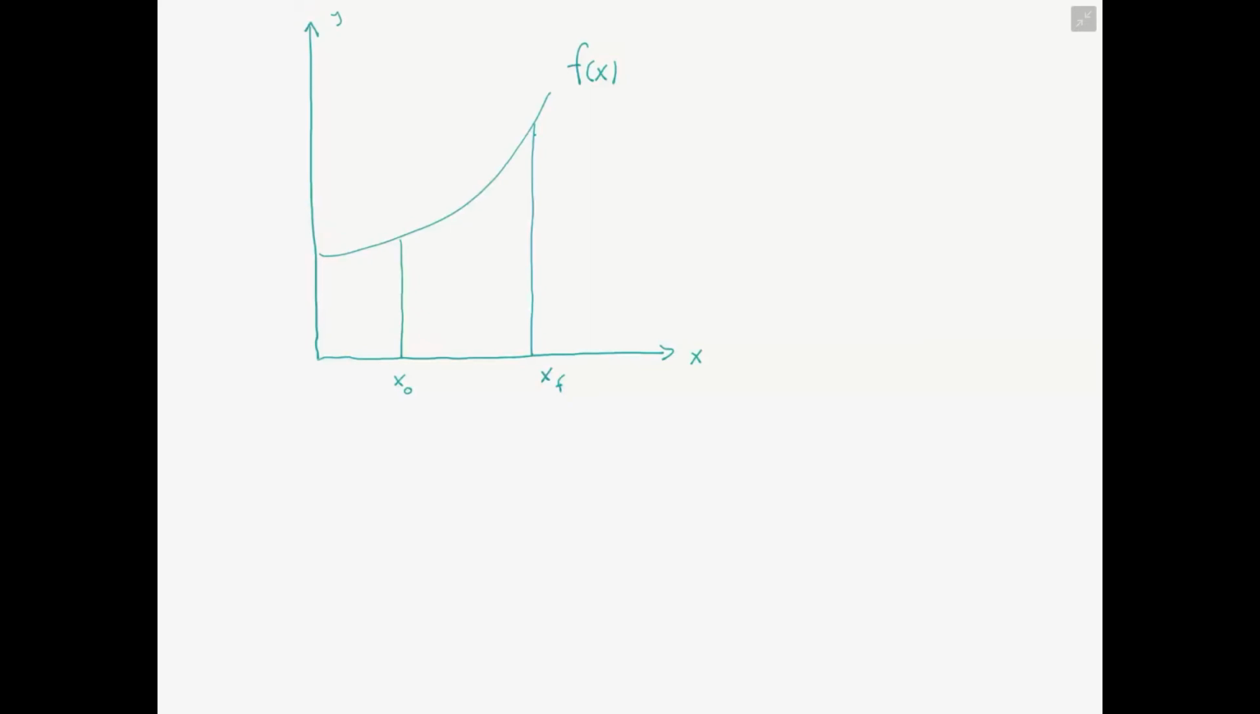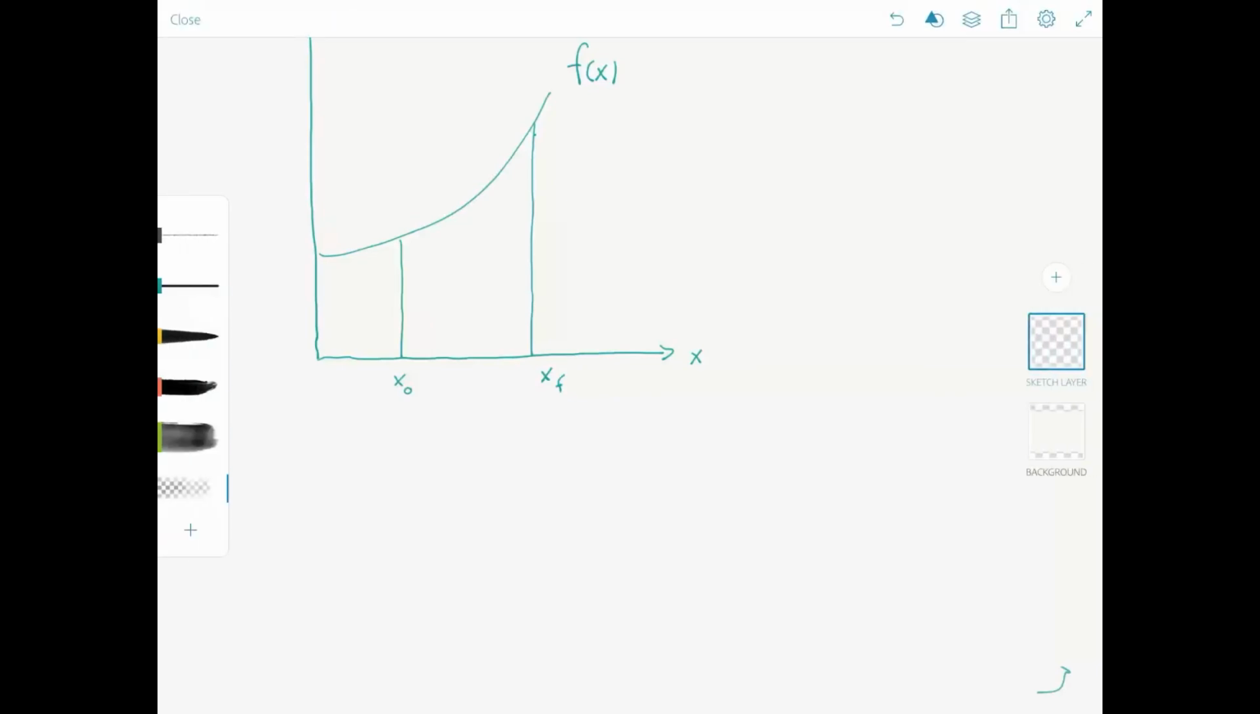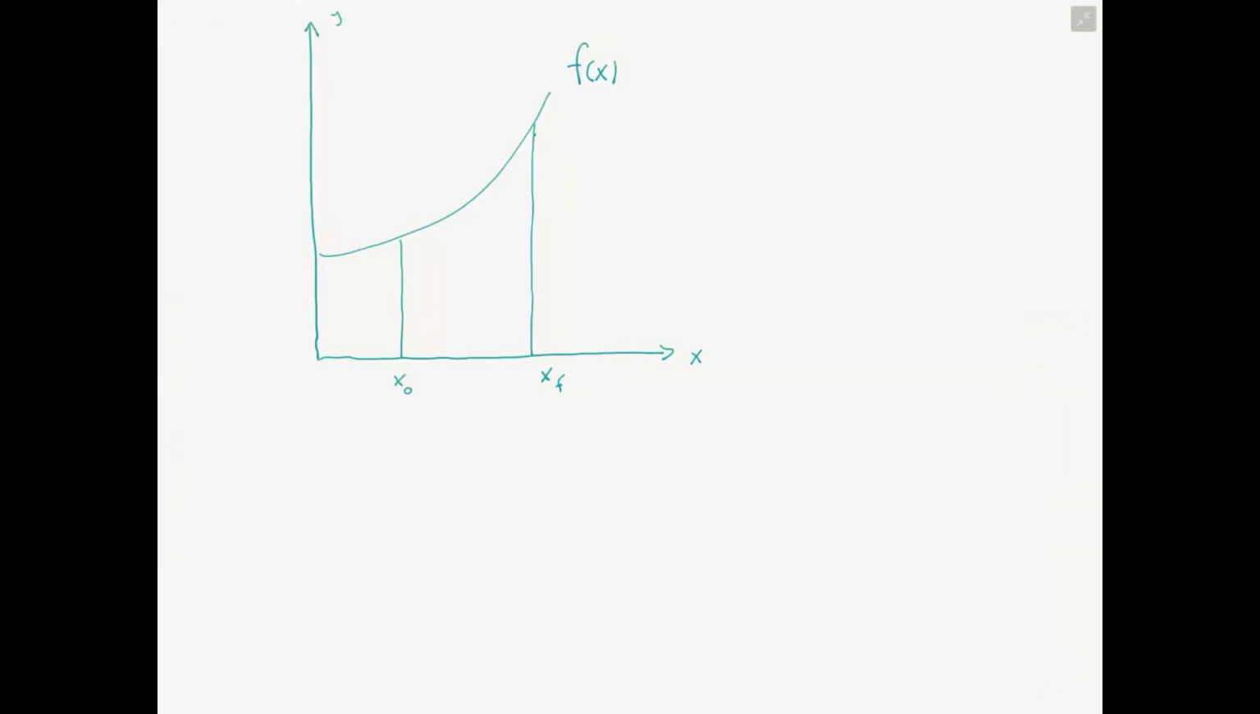We want to find the area under the curve between the x-axis and the y-axis, under the curve, and bounded by x naught and xf. So if we take a look at rectangles, we divide this area up so many times.